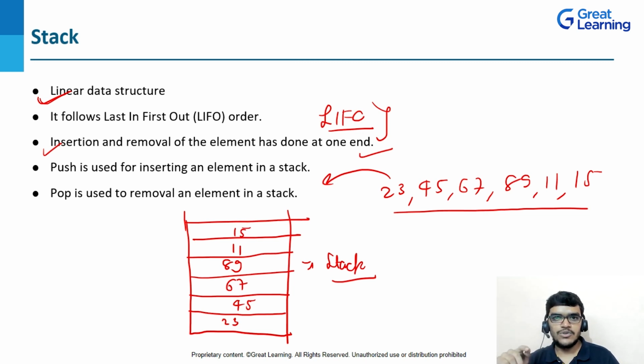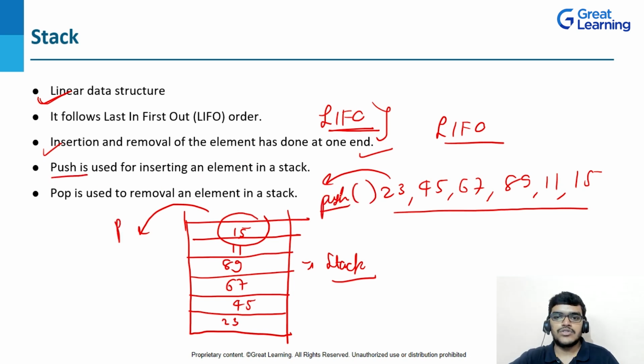Now, as I told you, the element which is inserted last will be removed first. That means last in first out, or LIFO order. You have seen here 15 is the last element that has been inserted. So if you want to remove an element, then 15 will be the first element removed. For insertion we are using push. Push was used to insert the element and pop will be used to remove an element from the stack. So 15 is the last element that was inserted, and now I will use pop to remove this 15.